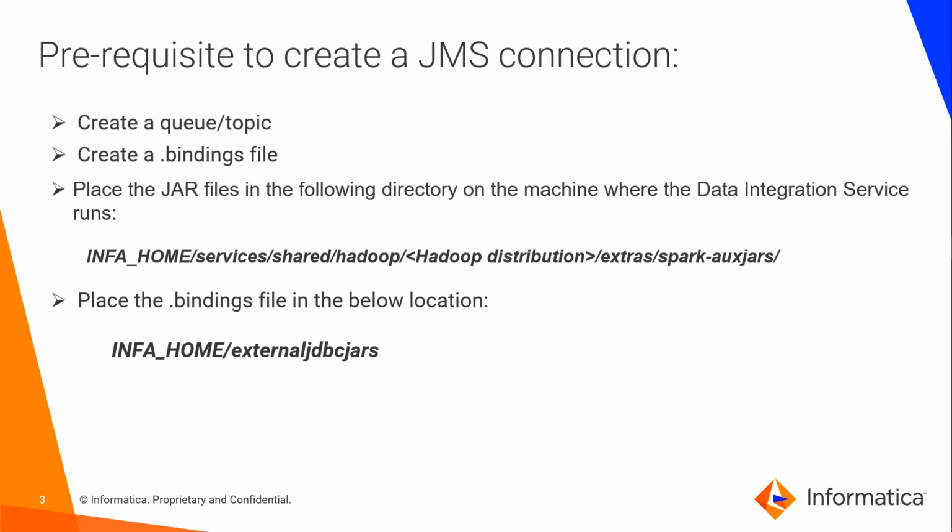You need to have a queue or topic created in your JMS server, and you need to generate the .bindings file. If you have access to the JMS server, you can generate the bindings file by yourself, or you can check with your JMS admin. Once you have this .bindings file, you need to place it under the InfaHome external JDBC jars location. You also need to place all the respective MQ jars in the InfaHome services shared Hadoop extras Spark aux jars location. I'll show this in my demo.